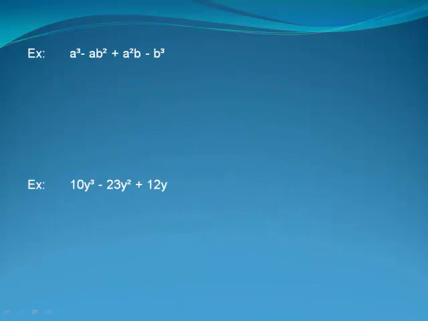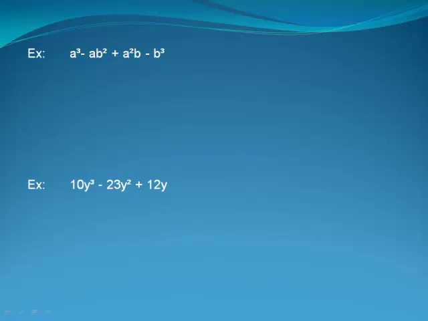All right, let's look at this problem. A cubed minus ab squared plus a squared b minus b cubed. Your first step is, is there a greatest common factor that you could factor out of all 4 terms? And the answer is no. There is not one factor that is present in all 4 terms.